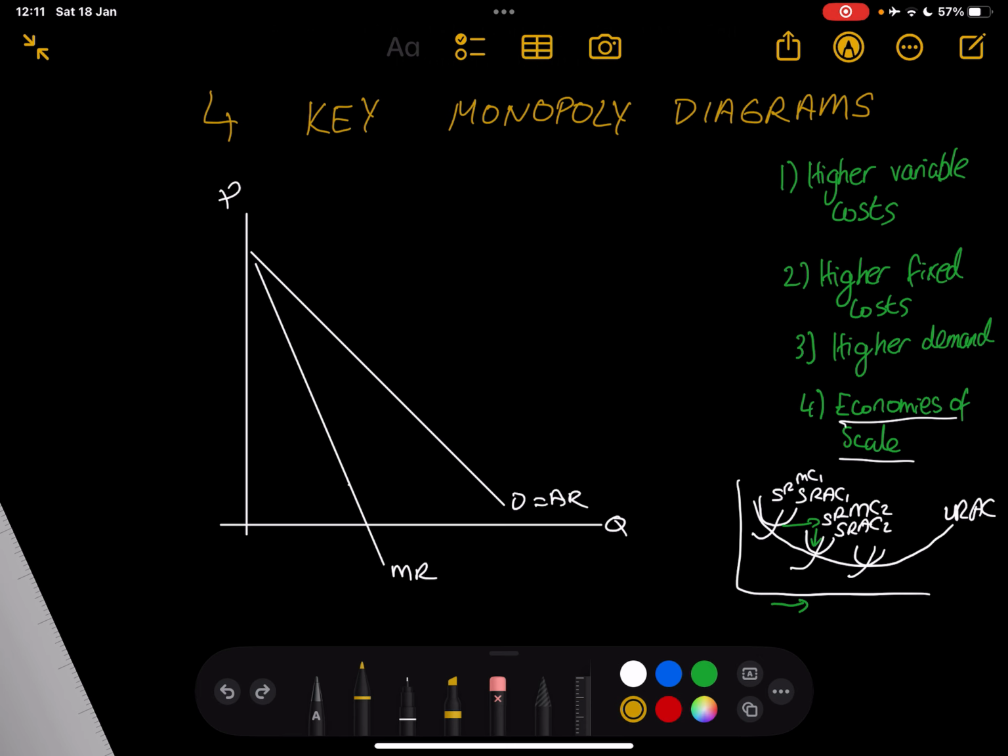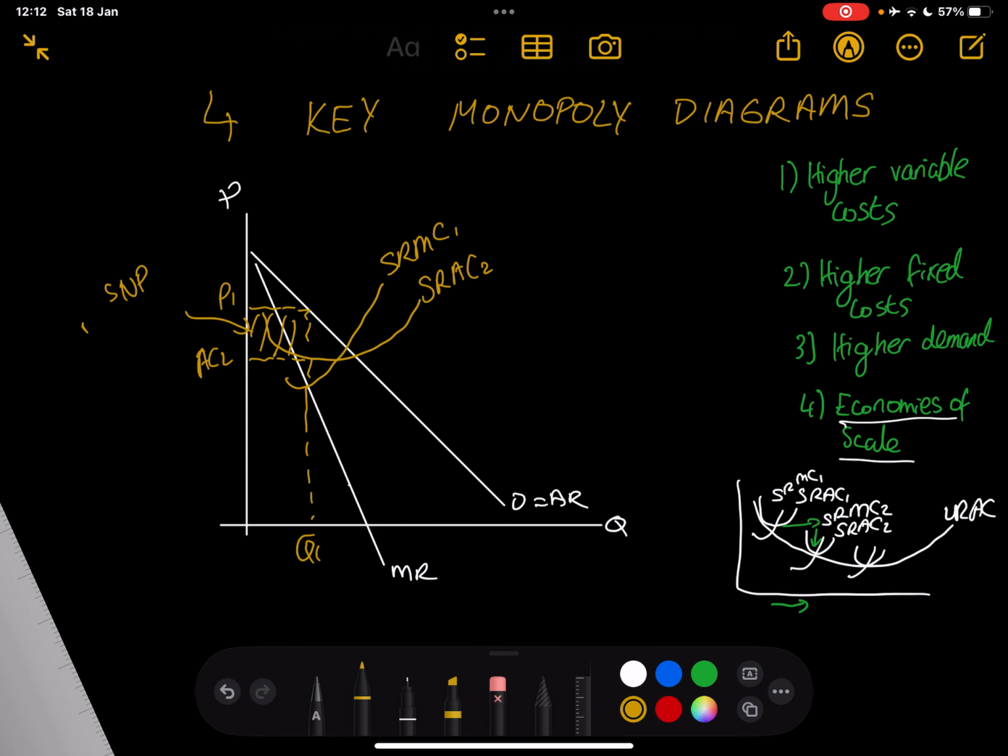So what I like to do is I like to draw this first one quite high up here in the corner, and I'm going to be very clear to label this is a short run MC, this is a short run AC, and I'm going to have the initial quantity at profit max, the initial price at profit max, and the initial supernormal profit. Okay, then they're going to reinvest this into scaling. I make it clear that they are going to scale. So that means that they're going to be increasing the production.